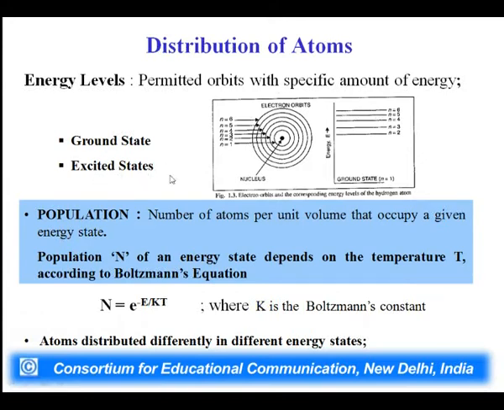Then, about the ground state and excited state, what is a population? Population means the number of atoms per unit volume that occupy a given energy state. The population n of an energy state depends on the temperature T according to the Boltzmann equation, n = e^(-E/kT), where k is the Boltzmann constant. Atoms distributed among different energy states tend to be at the lowest possible energy state. At the ground level, molecules are maximum. As energy is given to the ground state, the molecules are excited to the higher state.